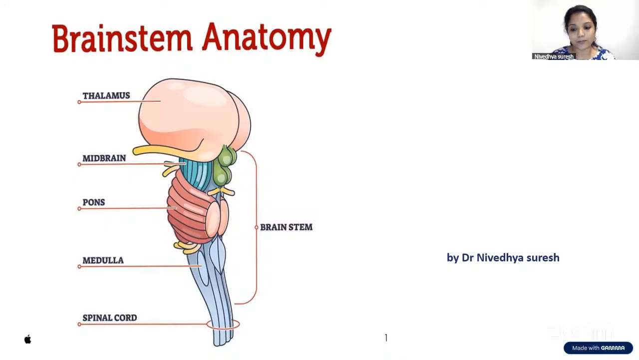Okay, so brainstem, why is it so important? Brainstem is important because it contains two main important centers. The two main important centers are the vital centers, which constitute our cardiovascular system, our blood pressure regulating system, and our respiratory system. And another main important center is the reticular activating system.